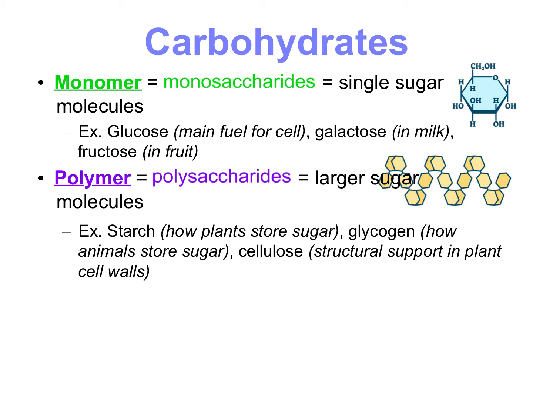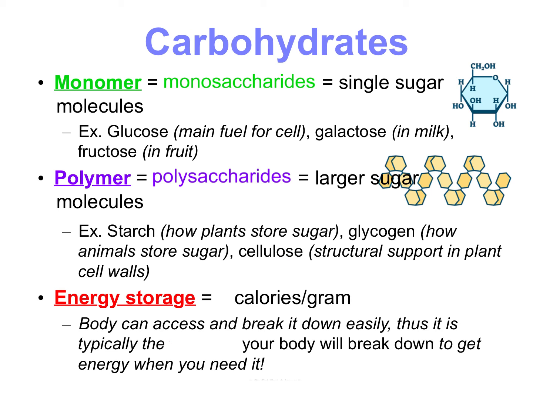So if you remember other uses for carbohydrates besides energy, one of those things was for structural support, and that's cellulose. A really good example of this is celery. Most people don't like eating celery because of how stringy it is, but that's because it contains so much cellulose.